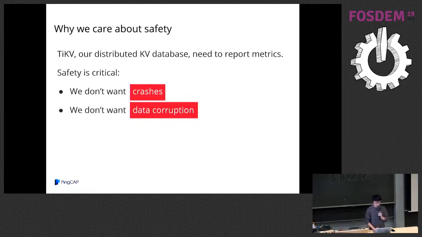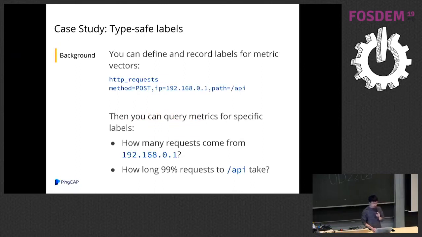For example, there may be garbage in the buffer that TiKV is going to flush to the disk or transfer to other peers. In this case, if this data is corrupted, it's horrible. It means that we will lose our data permanently. So we will not let it happen. That's why we care so much about safety. So now let's begin our case study to see how Rust enables safety.